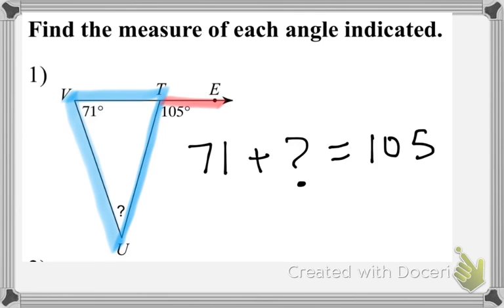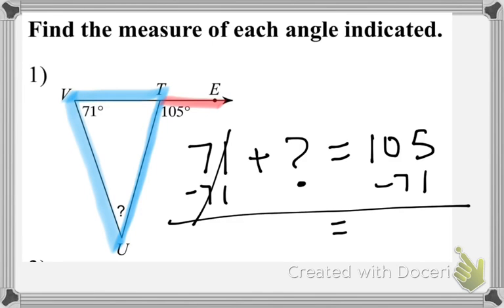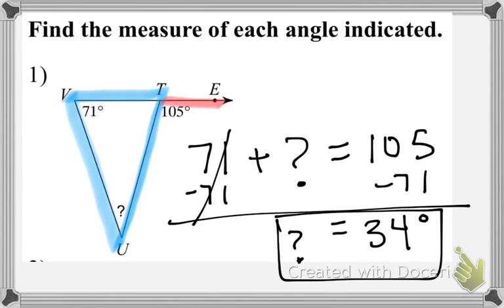Okay, and so here if we want to solve for our question mark, we're going to go ahead and subtract the 71 from both sides. Okay, and so then our question mark here is simply going to be, sorry, I'm going to open up my calculator really quick, the 105 minus the 71. So that'll be 34. And then our unit here would be degrees. So that would be our answer there.